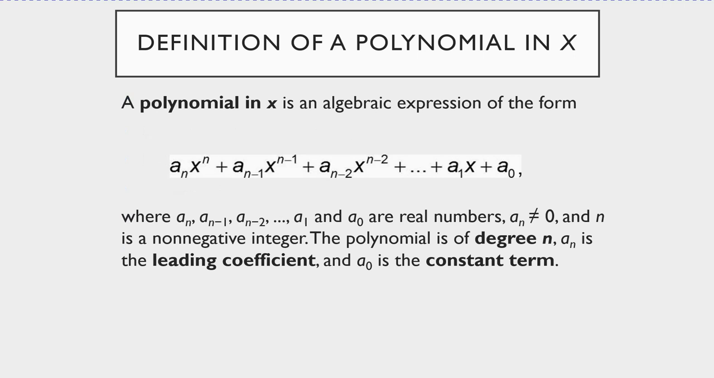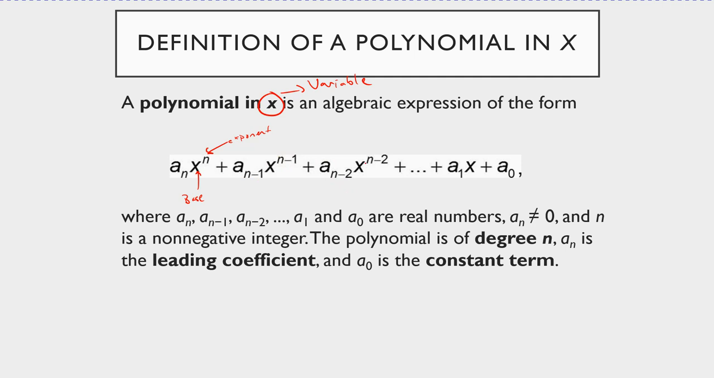Okay, so first let's talk about some vocabulary. A polynomial in x, and what this x represents is just our variable, is an algebraic expression of the form, and this actually looks a lot more complex than it is. a sub n times x to the n. So n here is the exponent, and our variable x here is the base, okay? Plus a sub n minus 1 times x to the n minus 1. So notice how you're taking the exponent and subtracting 1, and then you're going to keep going.